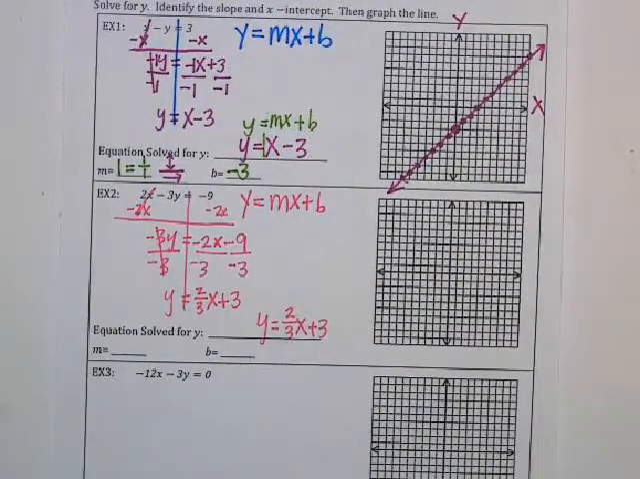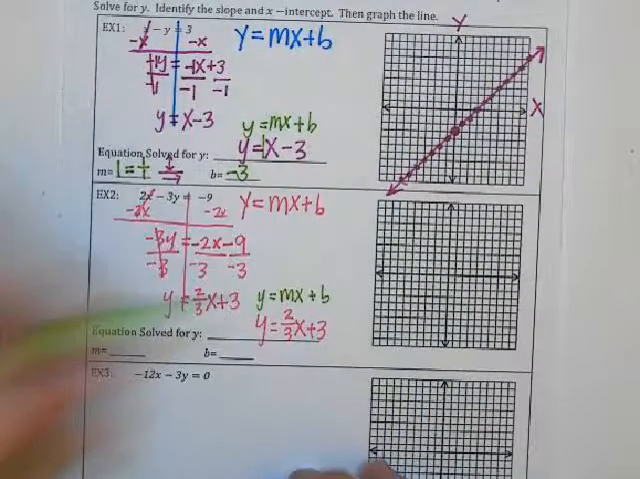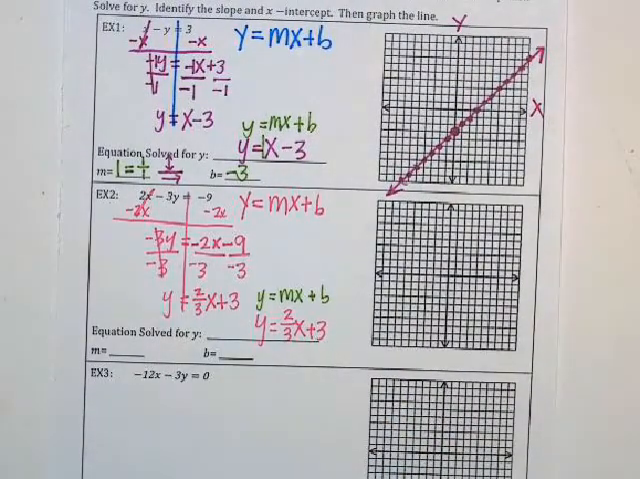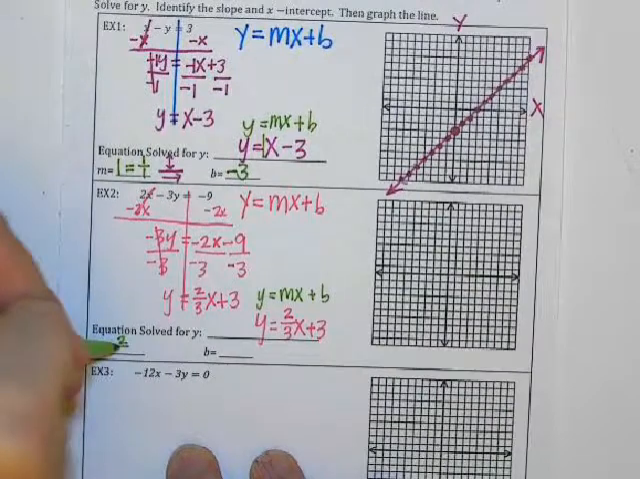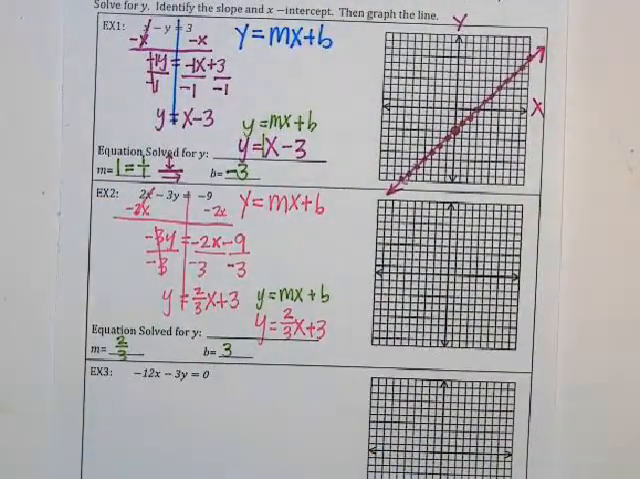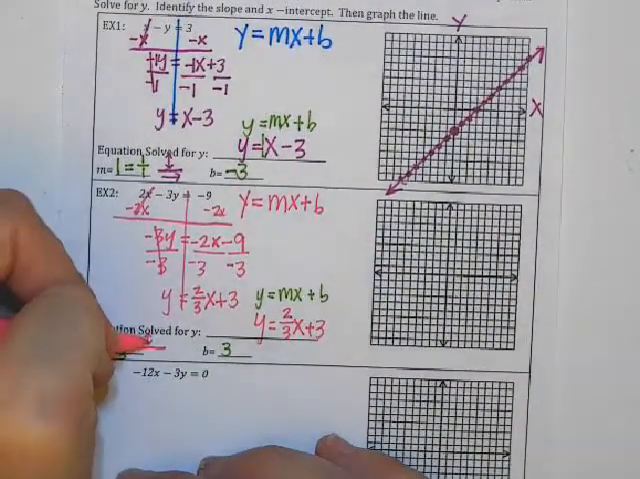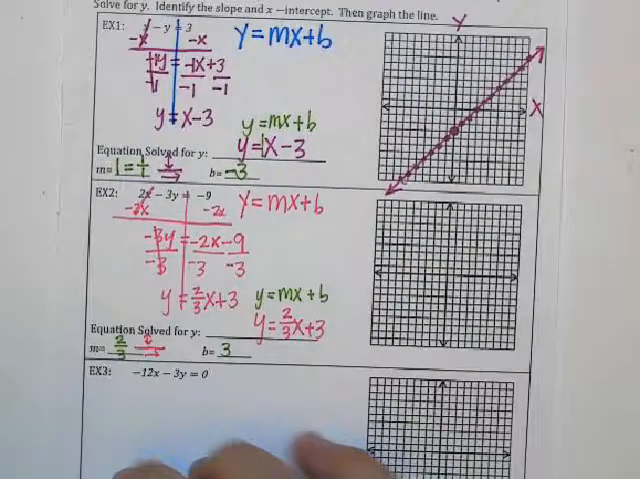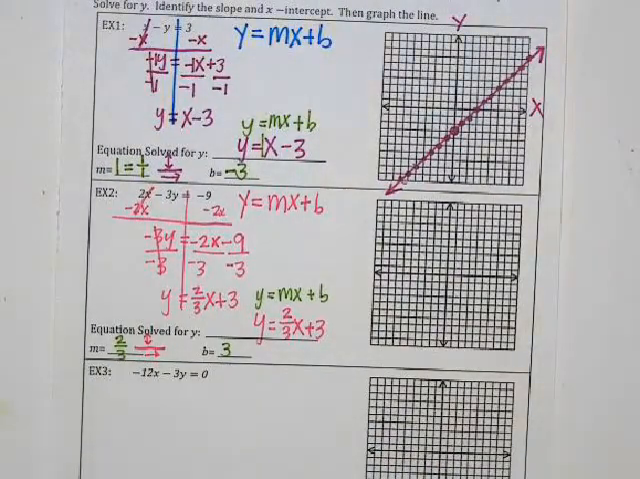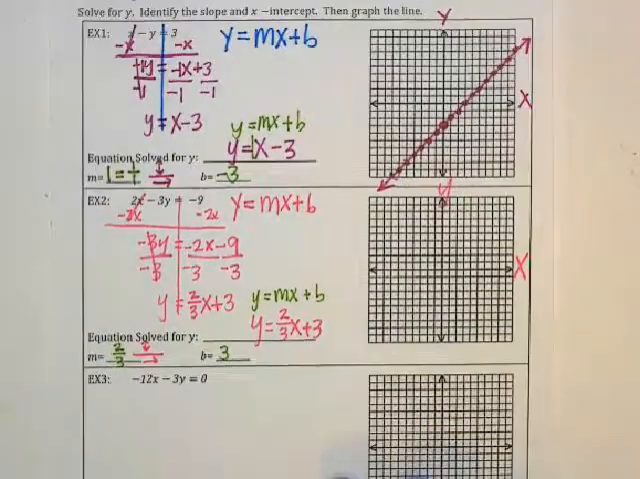Okay, I want my m and b so I can graph. So y equals mx plus b. My m is what? 2 over 3. My b is 3. Remember, top number goes up and down. Bottom number goes to the right. Okay, do I start with m or b? B. B stands for what? Y-intercept. Label your axis.